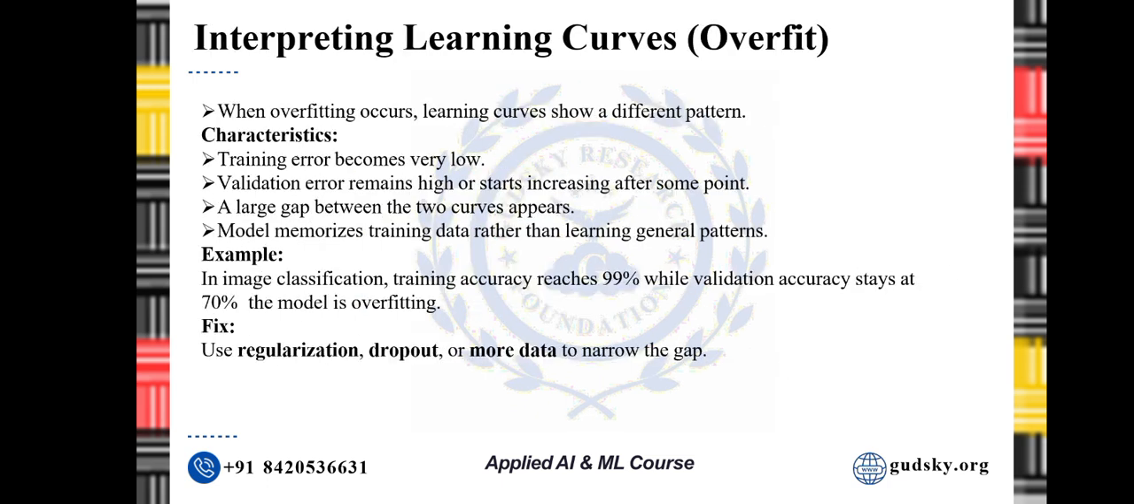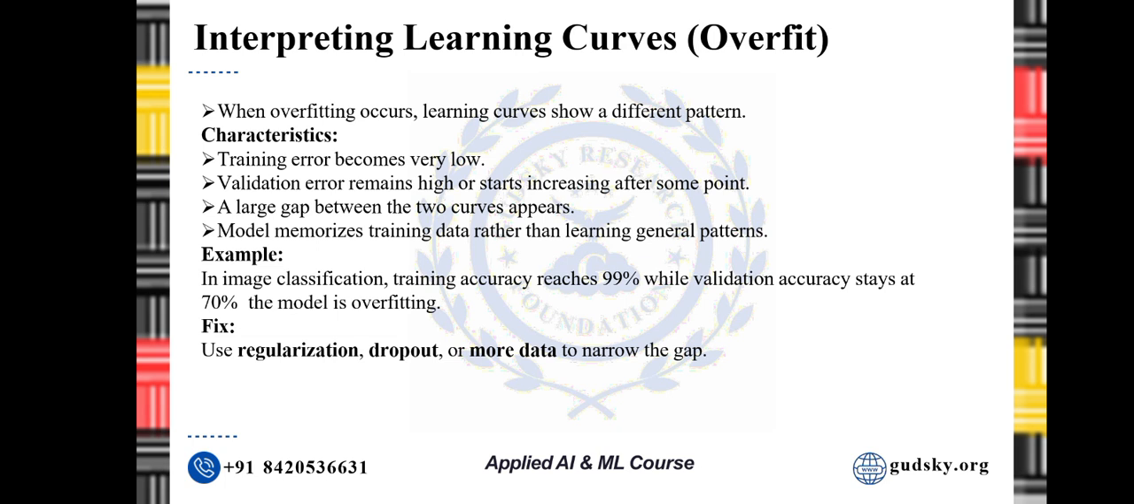interpreting learning curves: overfit. Now your model is overfitting. The learning curves tell a completely different story. Here is what happens. Training error becomes very low. Your model fits training data almost perfectly. Validation error remains high or even starts increasing after some point. There is a big gap between these two curves. This is a classic overfitting signature.